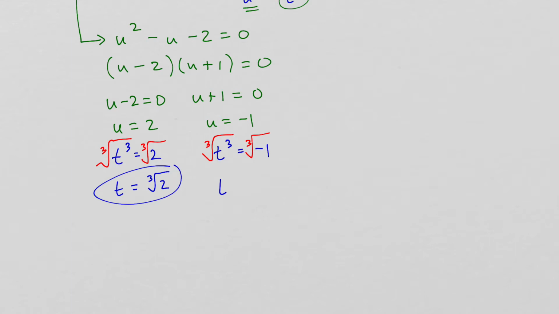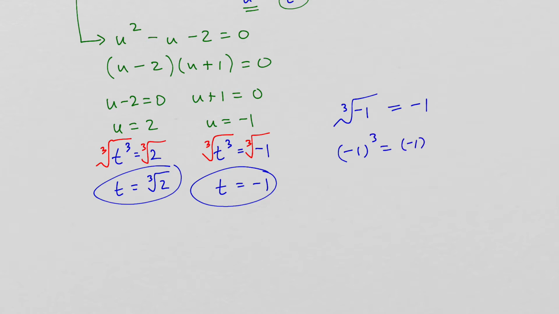And then for the other one, we have the cube root of t cubed, which is t, and then the cube root of -1 is actually -1. It's not a complex number. So here we have two real solutions. And again, if you're wondering why the cube root of -1 is -1, the reason for that is because -1 to the third power means -1 times -1 times -1, which is -1.